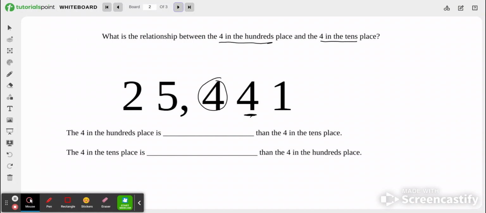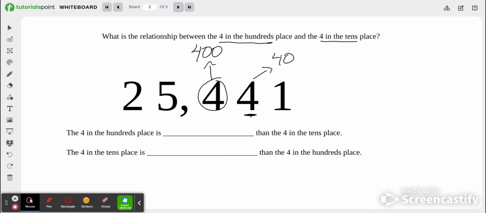I'm going to underline that. So the first thing we want to do is think about the value of each. Let's think about the value of this 4 in the hundreds place. It has a value of 400. Then we're going to think about the value of this 4 in the tens place. It has a value of 40.